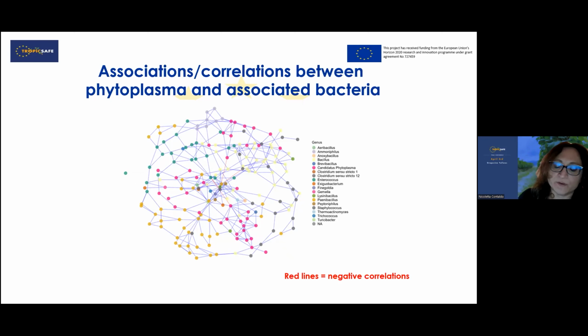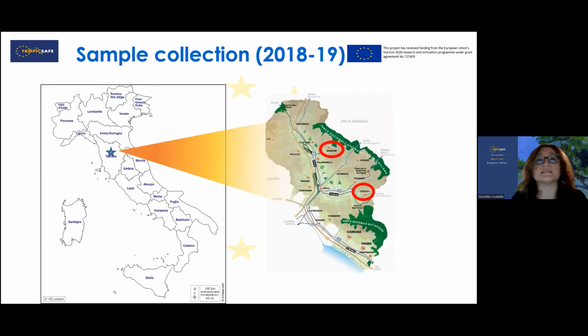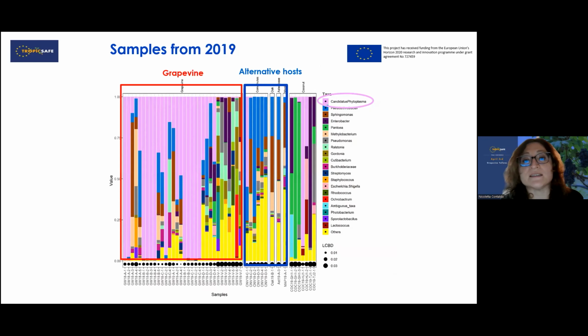But as I said before, we started in 2019 with the preliminary analysis of samples collected in Italy. And I can show here better the results that we obtained at that time, because we already analyzed them, so I can tell you more about these samples. They were collected only from one region, Tuscany, from two different locations in two subsequent years, 2018 and 2019, and from grapevine and alternative hosts, mainly bindweed.